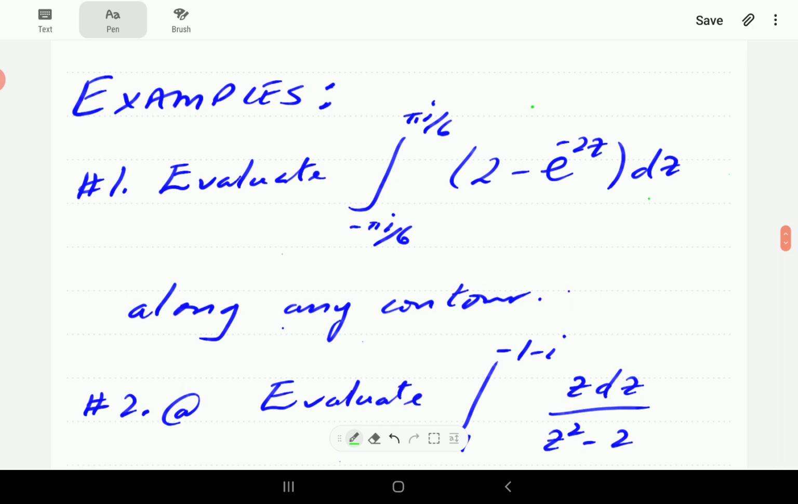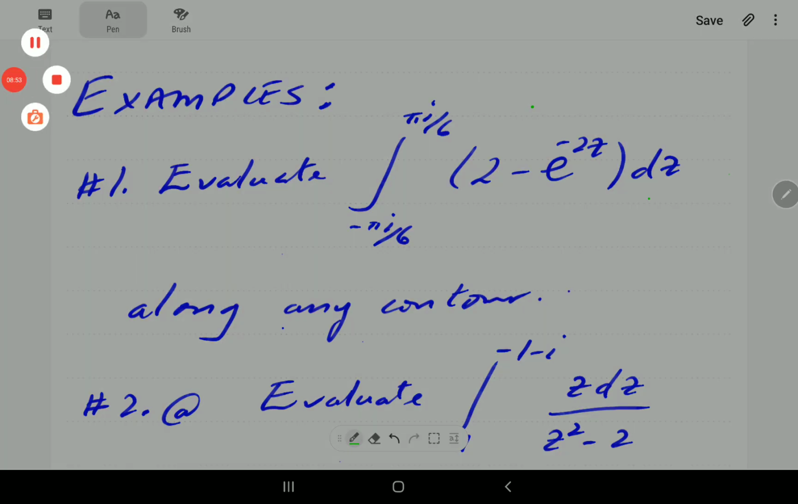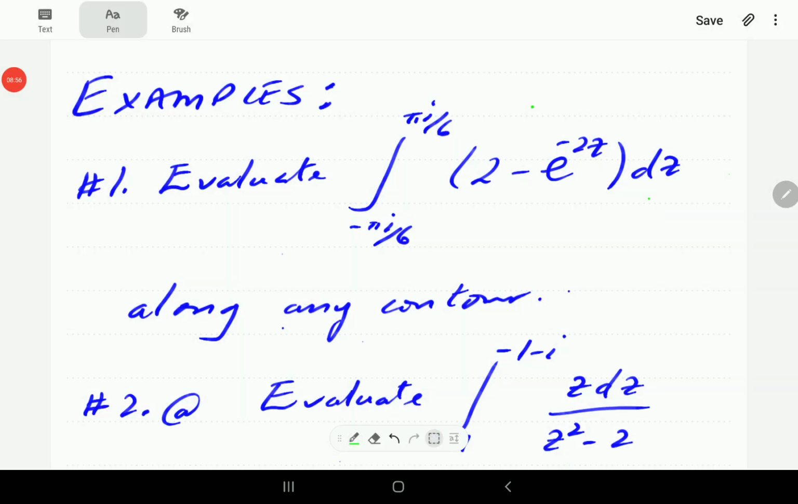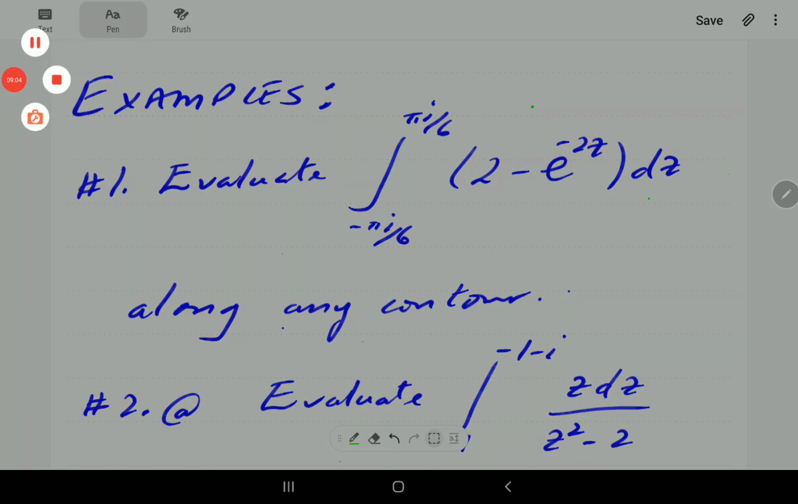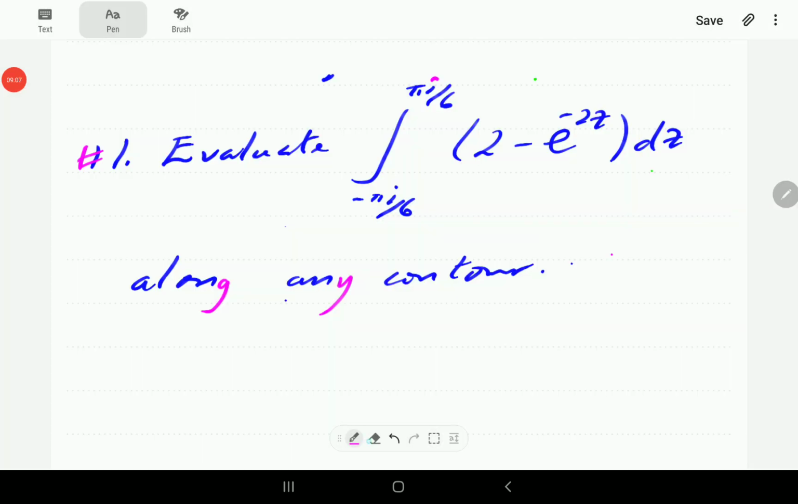All right, so with those two theorems, we're just going to look at a few examples. Example number 1: we want to evaluate this integral from minus pi i over 6 to pi i over 6 along a contour. So let's see how that one works out. We want to evaluate the integral of 2 minus e to the minus 2z dz from minus pi i over 6 to pi i over 6 along any contour.